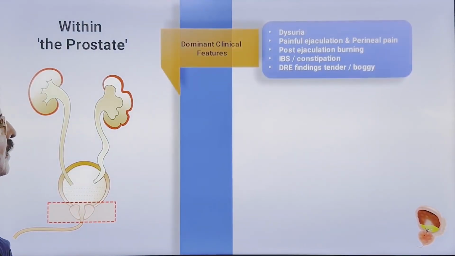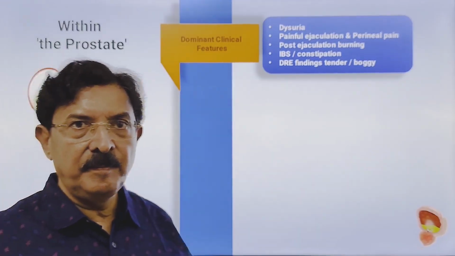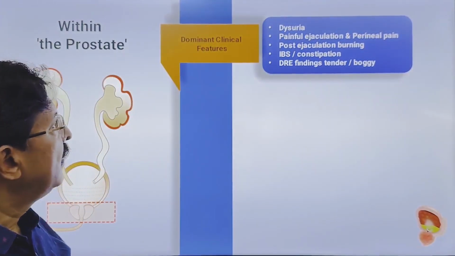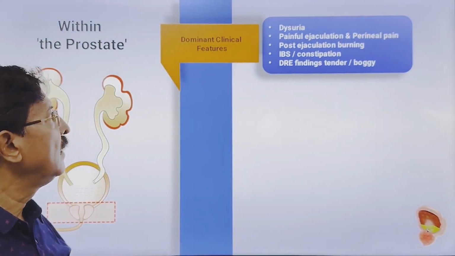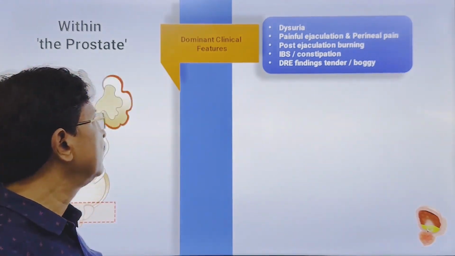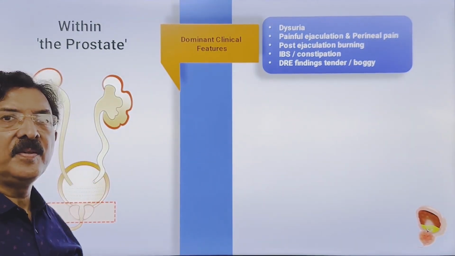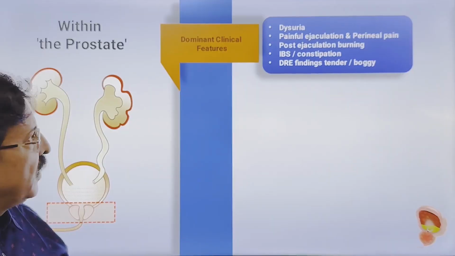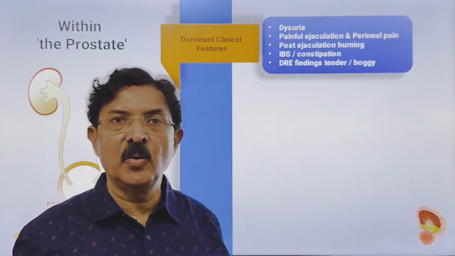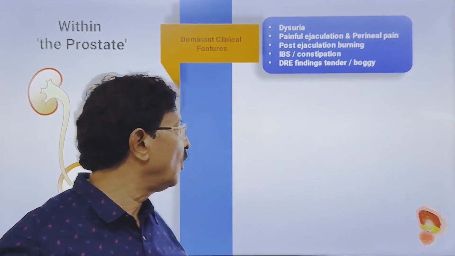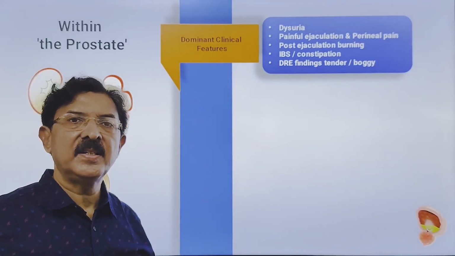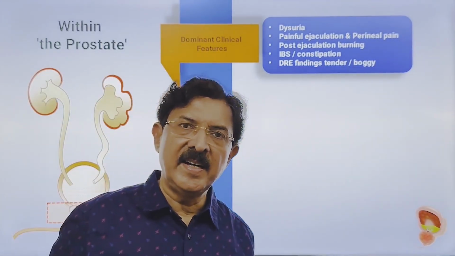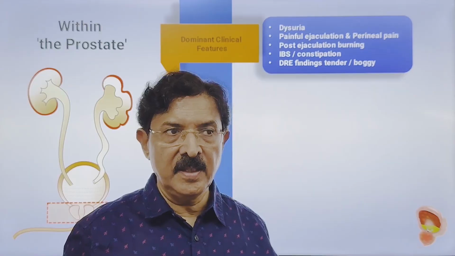Now, can you discover by clinical methods that there is a seat of infection in the prostate gland in this patient? The dominant clinical features will be painful urination, painful ejaculation, and some degree of perineal pain, and some patients even complain of post-ejaculation burning during urination. They often have co-associated irritable bowel syndrome or constipation, and on DRE, you may discover a mildly tender prostate or even a bogey prostate if it is an abscess cavity.